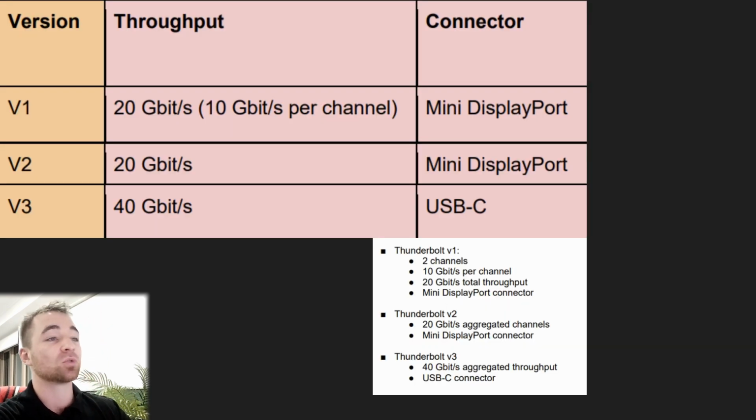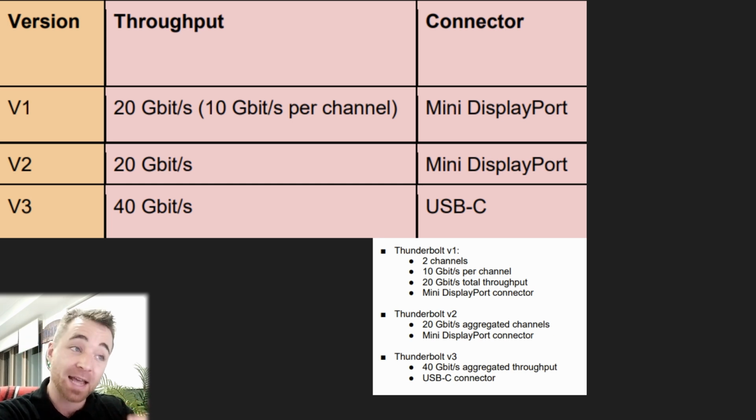You'll need to know version 1 has a throughput of 20 gigabits per second, and it has 2 channels, each of which operates at 10 gigabits per second. Okay, and that uses a mini DisplayPort connector. Now, keep that in mind. Version 1 is 2 channels of 10 gigabits each, which totals 20 gigabits. Okay, version 2 only has 1 channel that does a total of 20 gigabits and uses a mini DisplayPort connector.